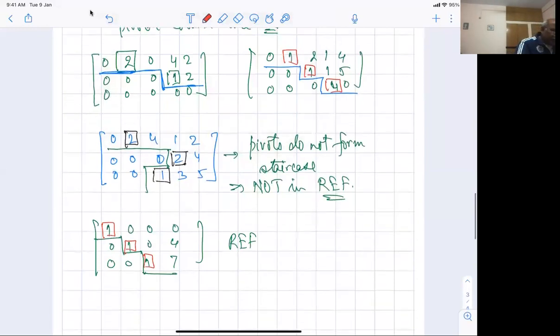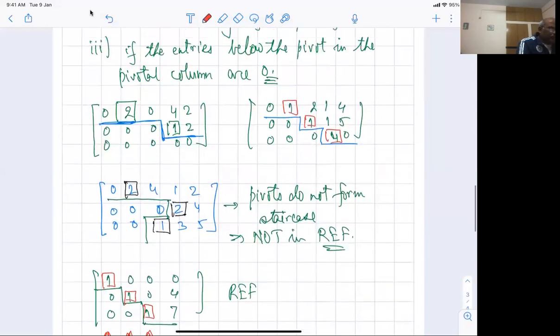So what I'm trying to say is that these are called pivotal columns. Look at the entries below those pivots, they are 0. So this is a pivot, a 0 0 is there. There's a pivot, there is a 0 here. Same thing happens here, 2, there is a 0 0 here, 1, there is a 0 here. If you look at here, there is a problem because below the pivot 2, 3 is there, which is non-zero. All right. So there is a problem here.